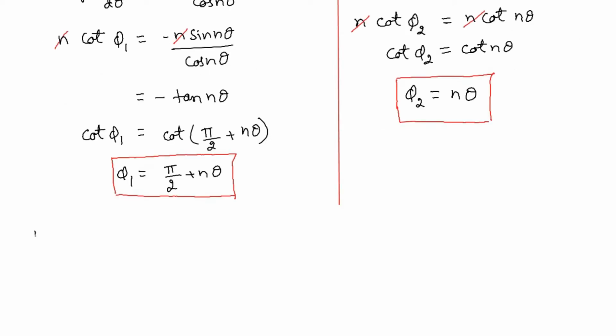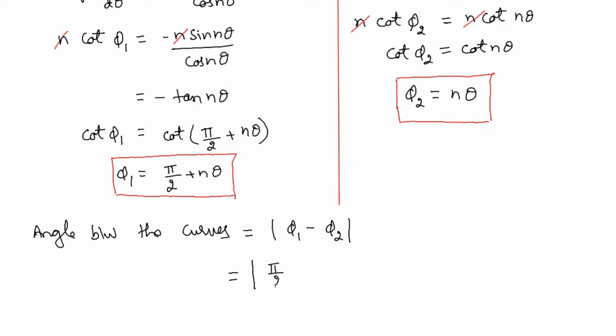Let's try to find out the angle between the curves. So the angle between the two curves will be nothing but modulus of phi 1 minus phi 2. So that will be equals to modulus of phi 1, the value that you have got is pi by 2 plus n theta, then minus phi 2, the value that you have got is n theta.